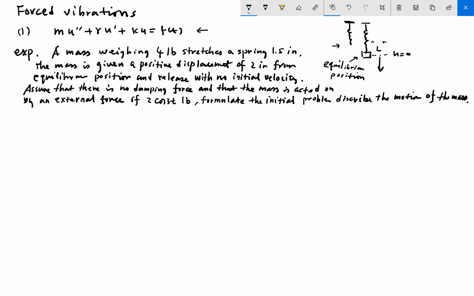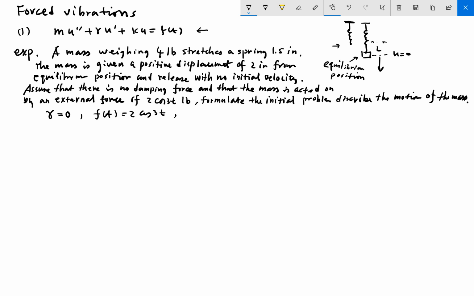As I said, you don't worry about the equation. For this mechanical vibration, it's like equation 1. You just need to find m, gamma, k, and F(t). Here it is easy to find gamma. They told us that there's no damping force, it means gamma is 0. And they also tell us F(t), the external force, is 2 cosine 3t.